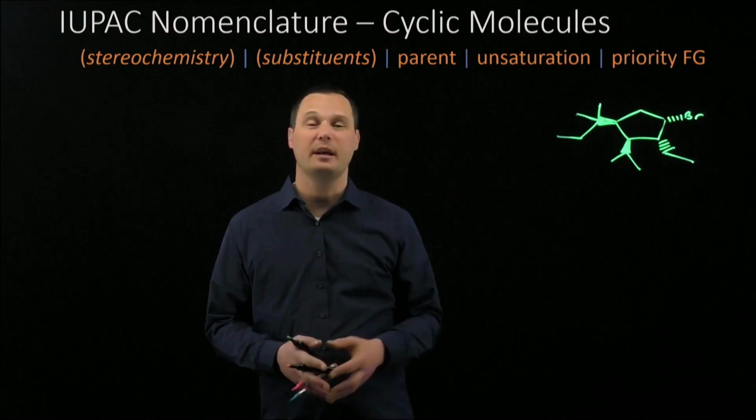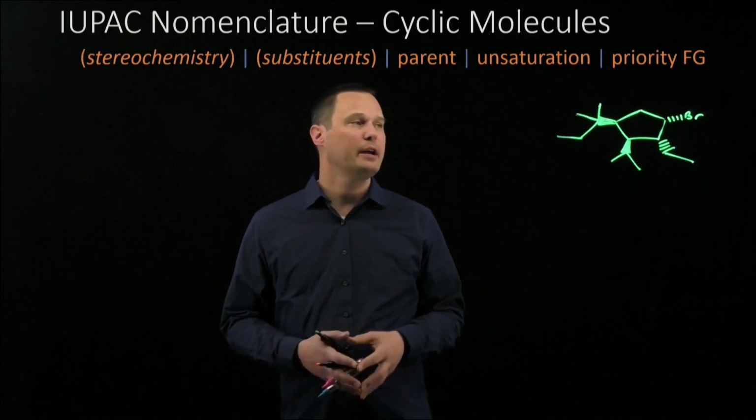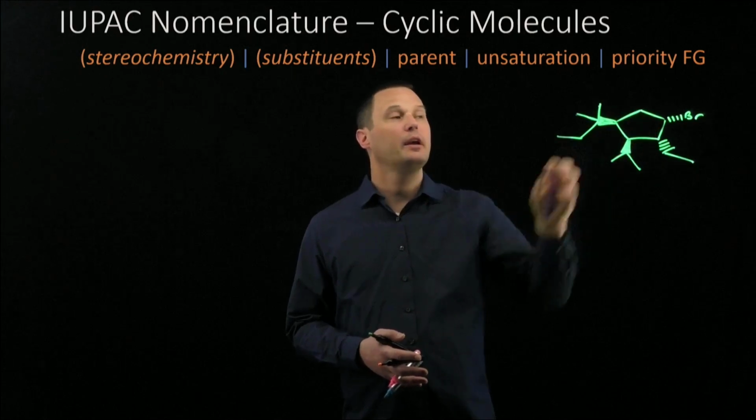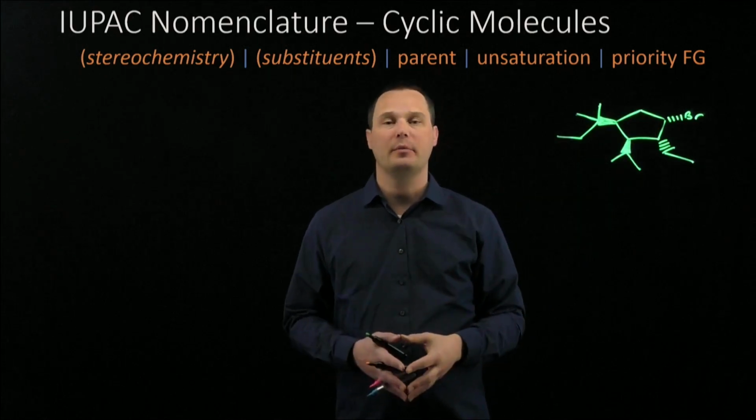Let's work through this next example together. The first step is to find the parent hydrocarbon. While the substituent is fairly complicated, the ring is by far more complicated. The 5 carbons in the ring will be the 5 carbons of our parent hydrocarbon.